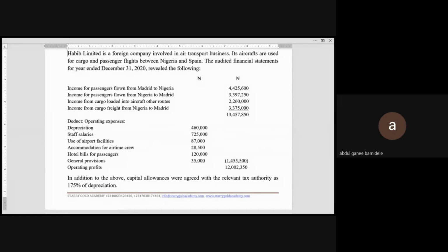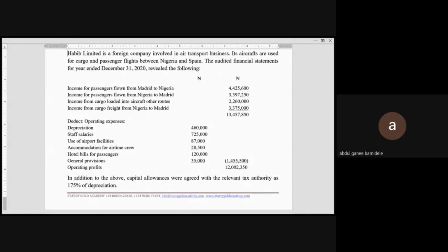Income for passengers flown from Madrid to Nigeria, is it taxable in Nigeria or not? It's not taxable in Nigeria. Why? Because of the source principle, it wasn't derived from Nigeria. Income for passengers flown from Nigeria to Madrid: it's taxable, because it's from Nigeria.